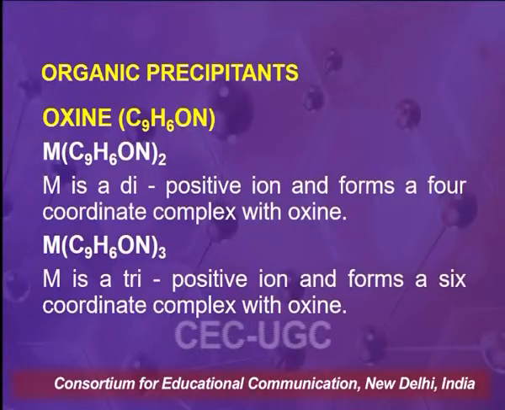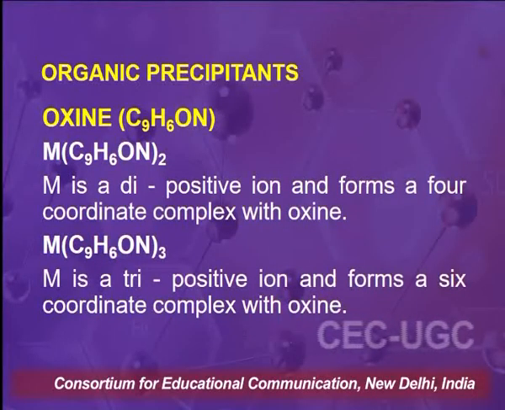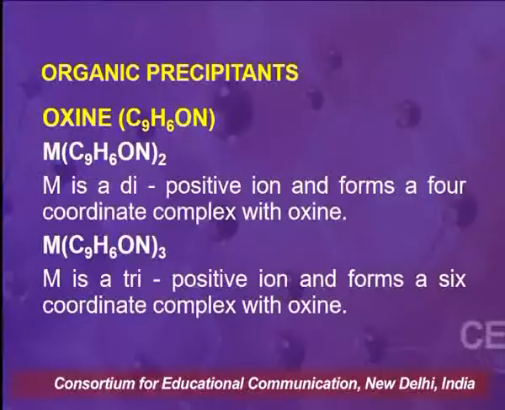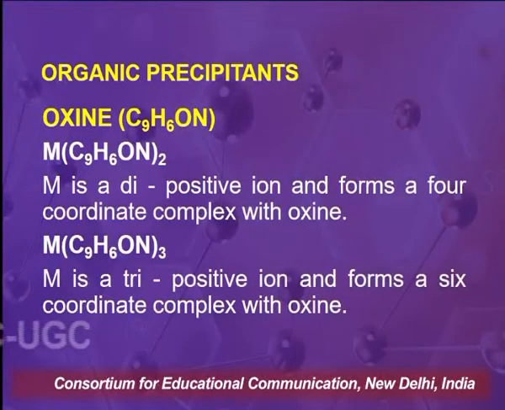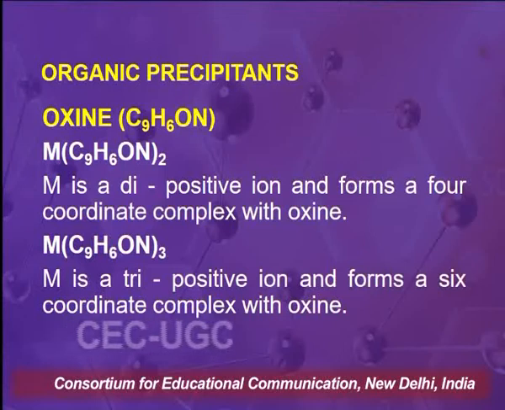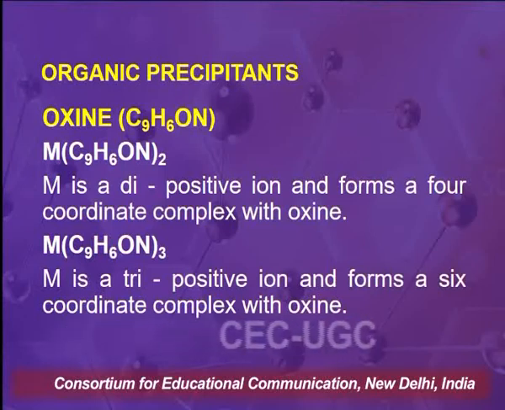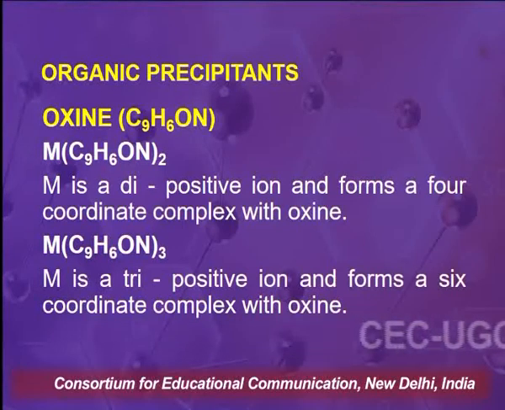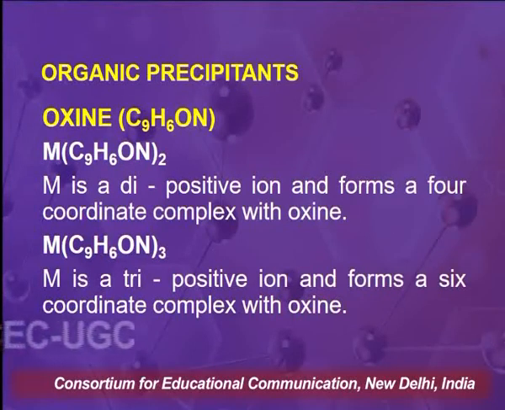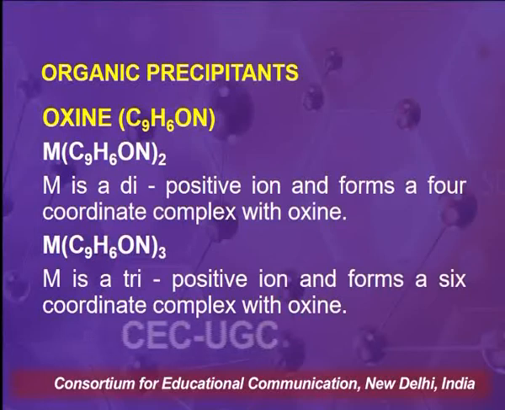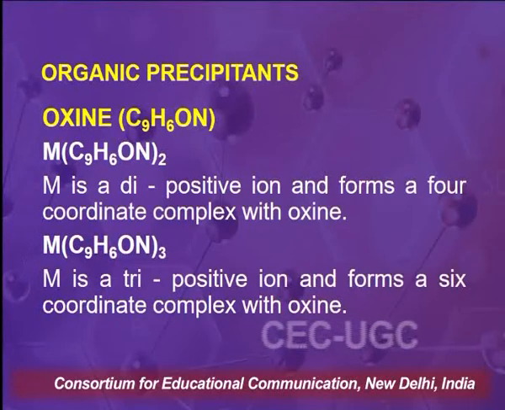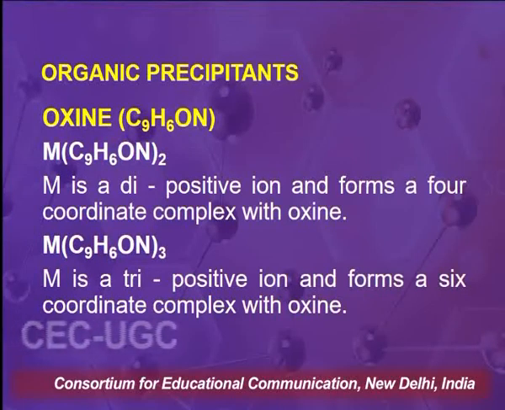Coming to the next class of organic precipitants which is oxine, and it has the formula C9H6ON. It forms a complex in the form of M(C9H6ON)2, where M is a dipositive ion. When M is a dipositive ion, it forms a 4 coordinate complex with oxine. In case where M is a tripositive ion, it forms a 6 coordinate complex with oxine.